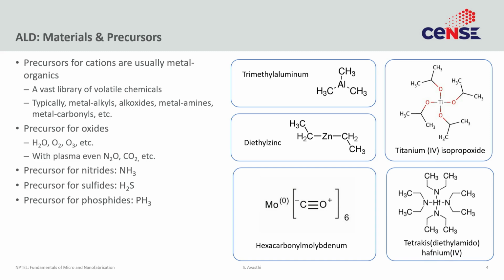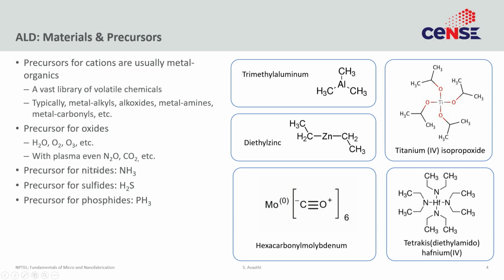For the anion, again it depends on what you want to do. So, for oxides the most common one is water. Water is both volatile at room temperature and is fairly reactive, but you can also use oxygen, ozone. Ozone does not store very well, so often it has to be made in situ using UV light. If you have access to plasma inside your ALD chamber, and we will touch upon plasma enhanced ALD later, you can even use less reactive forms of oxygen such as nitrous oxide or carbon dioxide.